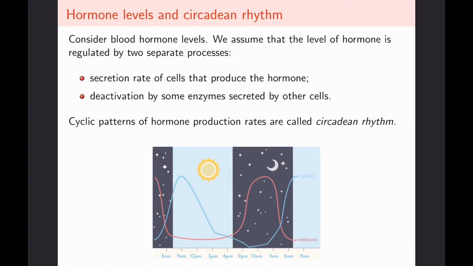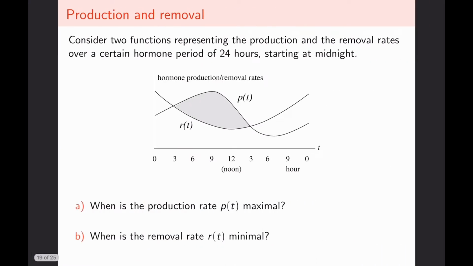This is going to be the case for any kind of hormone level, there are basically two separate processes. The first one is the secretion rate of cells that produce the hormone or the hormone production. And the second one is the deactivation by some enzymes secreted by other cells or the removal of the hormone. The cyclic patterns are exactly what's called circadian rhythm, and we can analyze these from the point of view of the rates of the production of whatever hormone we are interested in. So let's take a look at a general setup here.